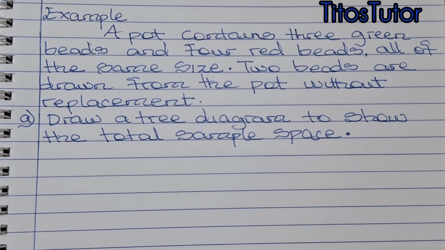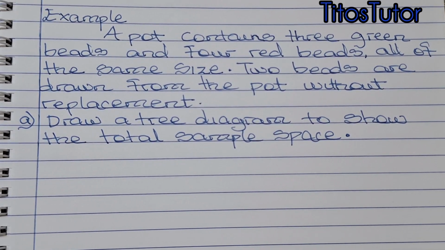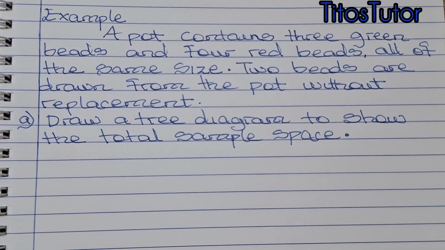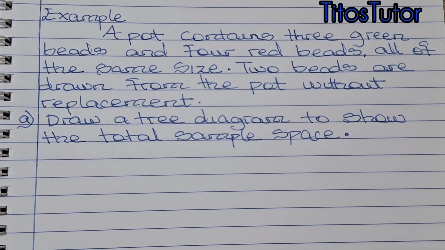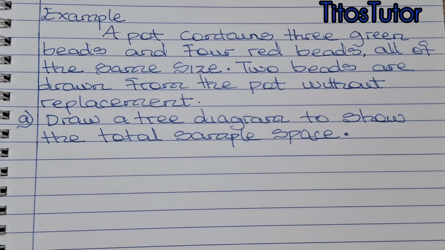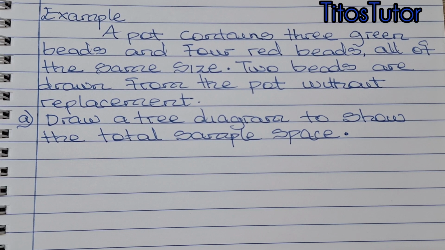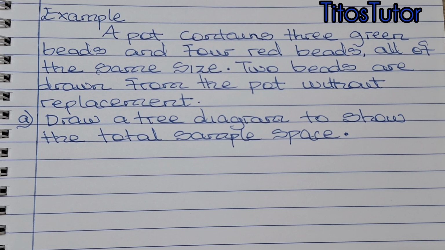All right, here is our first example to show you how tree diagrams can be used to solve probability questions. A pot contains 3 green beads and 4 red beads, all of the same size, so there's no bias. Remember, 3 green and 4 red, making 7 beads in the bag. 2 beads are drawn from the pot without replacement. Draw a tree diagram to show the total sample space.